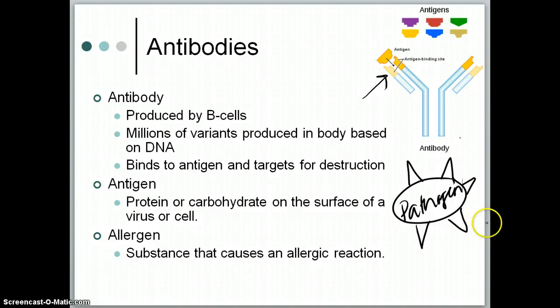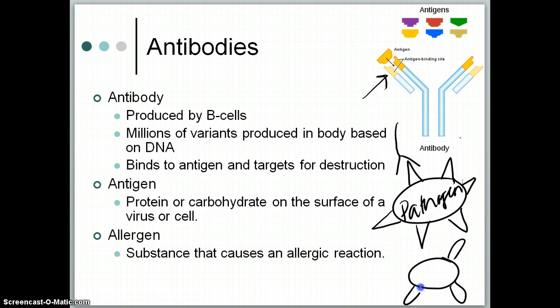So a pathogen will have these antigens on the surface, and they're just carbohydrates and proteins that they're like name tags. So this pathogen would be able to bind to an antibody that looks something like this. But every pathogen's a little bit different. So this one might have surface proteins and carbohydrates that look like this, and it will require an antibody that looked a little bit different. So they're very, very specific.